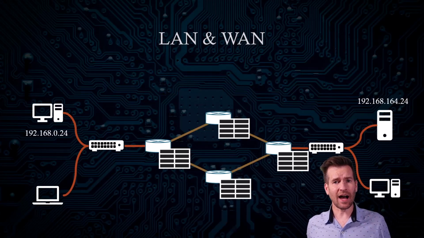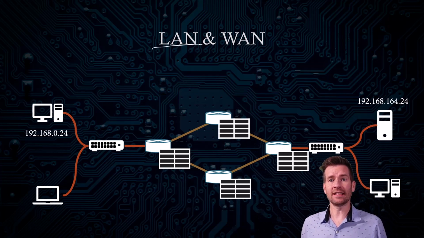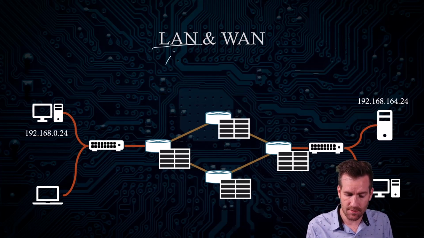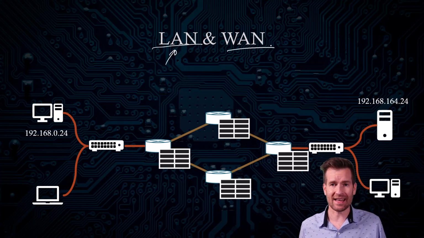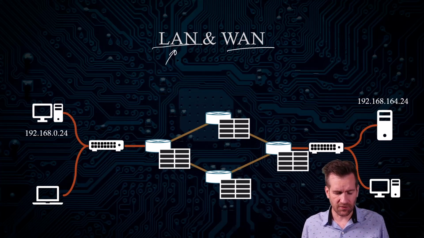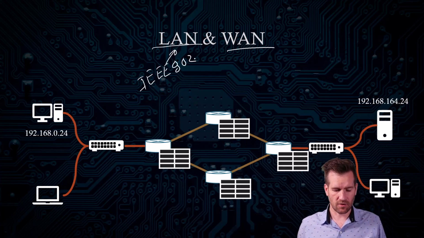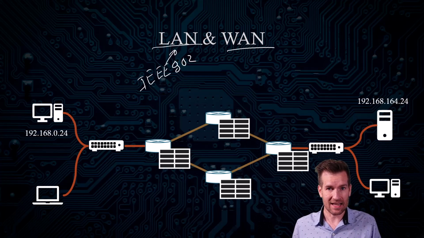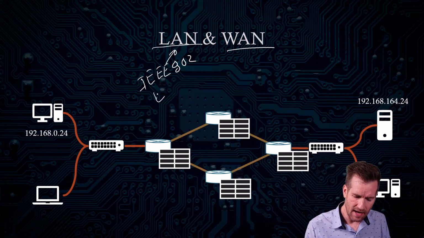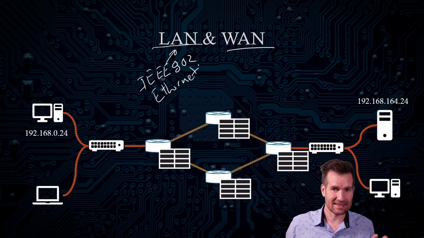Since we've talked a lot about LANs, or local area networks, let's compare and contrast the difference between a LAN and a WAN. Well, a LAN is defined largely by the protocols found in the IEEE 802, and a lot of the technologies fall into there. An example of that is Ethernet. Ethernet is defined in that 802 range, so Ethernet is a LAN technology.